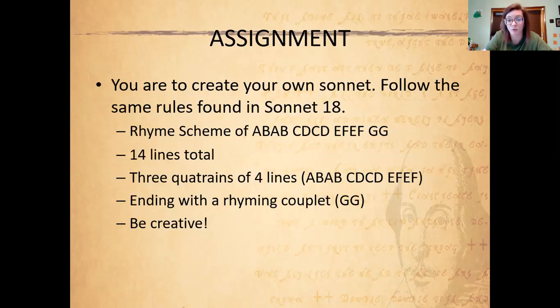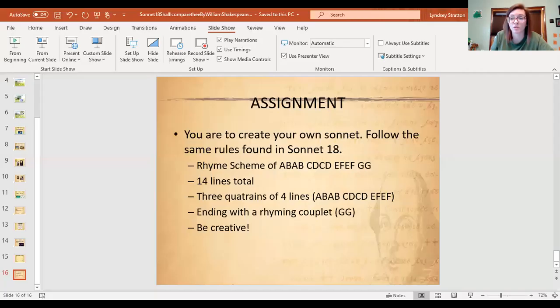3 quatrains of 4 lines, A, B, A, B, C, D, C, D, E, F, E, F. 14 lines total. You're gonna end with that rhyming couplet, GG. Be creative, okay?